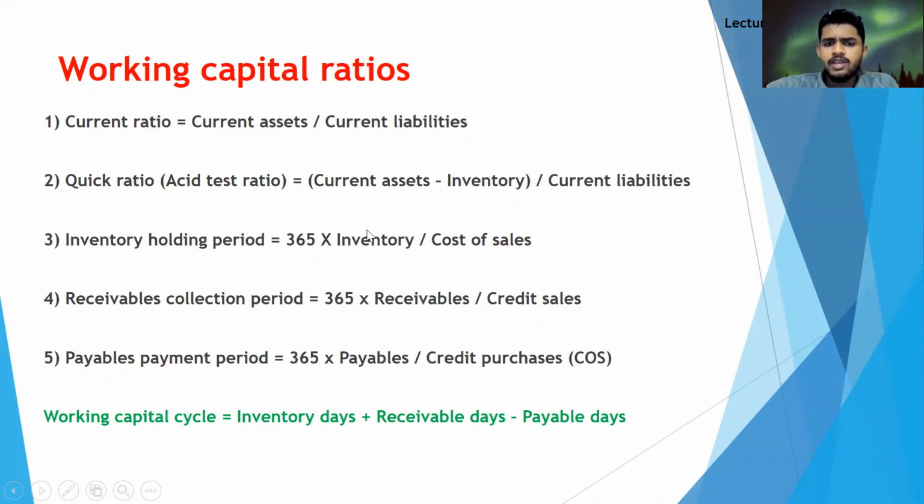This inventory, you can use your year-end inventory or your average inventory as well. There's no harm, guys. You can use both the methods. So here, multiplication of 365 will give you the answer in days. If you want to get your answer in weeks, you have to multiply by 52. If you want to get your answer in months, you have to multiply it by 12.